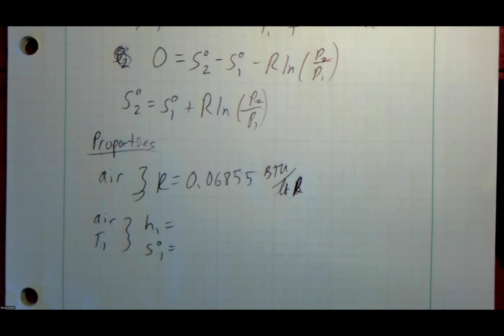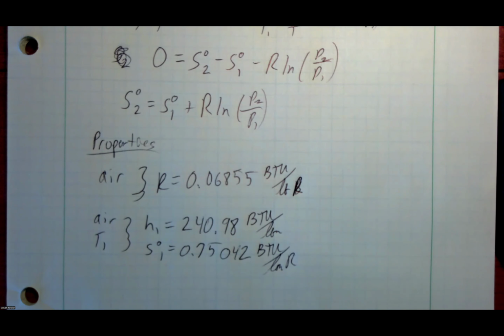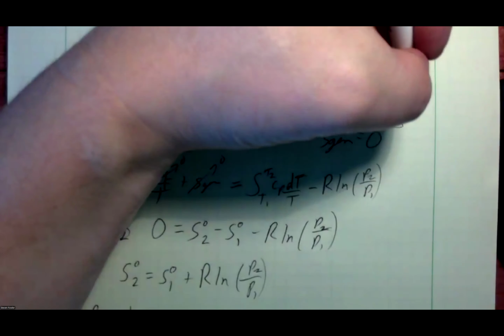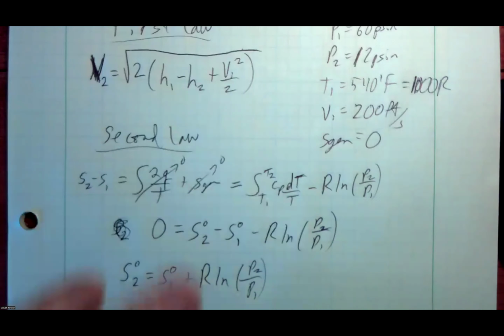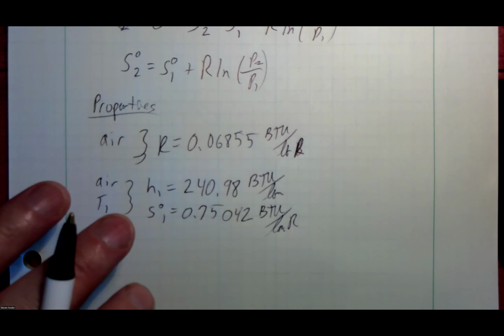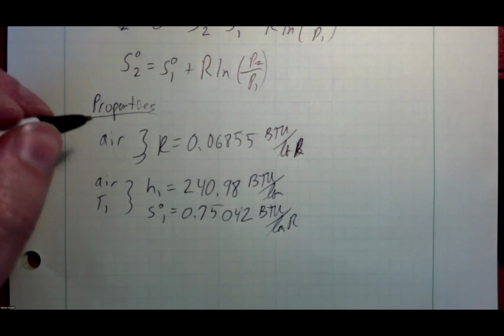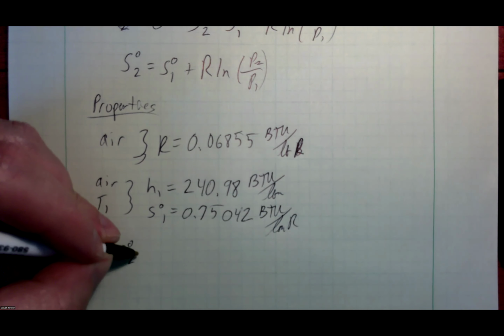I suggest you go look those up. I'm going to pause and come back with them. All right, you got them? Remember, 540 Fahrenheit is 1,000 Rankine. The English tables are in Rankine. So pull the values for 1,000 Rankine, not 540 Rankine, because you have 540 Fahrenheit. Then we just need to calculate. I'll let you run your calculator. I'm assuming you're able to calculate S naught 2.